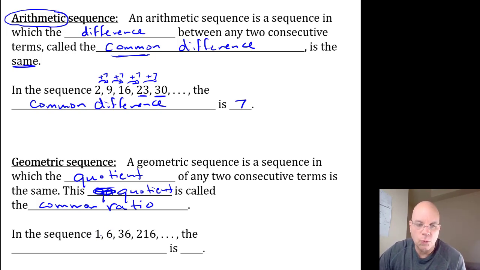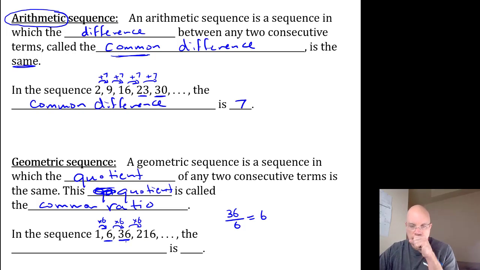So in this sequence 1, 6, 36, 216, this is times 6, times 6, times 6. But if I took any term, like if I took the 36 and divided it by the preceding term, the 6, that quotient would be 6. And that will always be true. 6 divided by 1 is 6, 216 divided by 36 is 6. So in this sequence, the common ratio is 6.